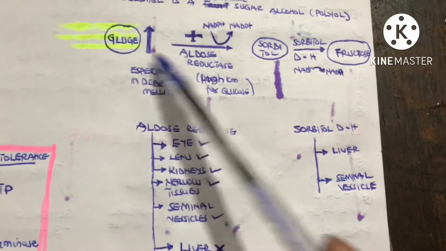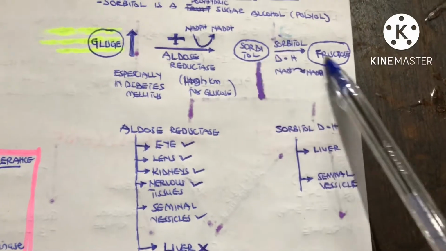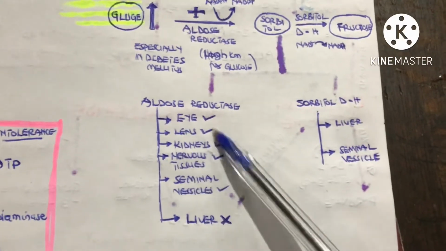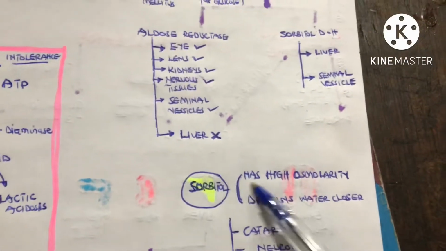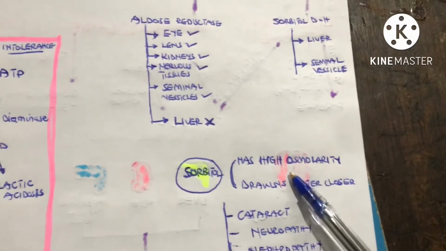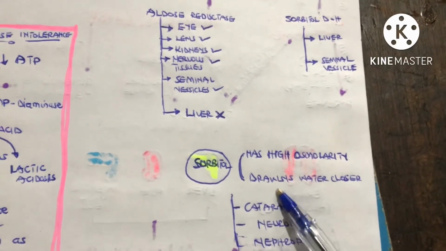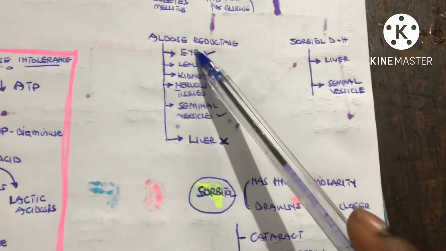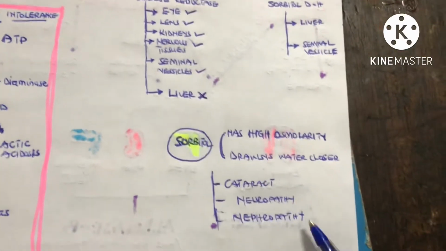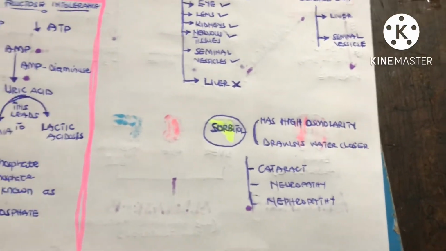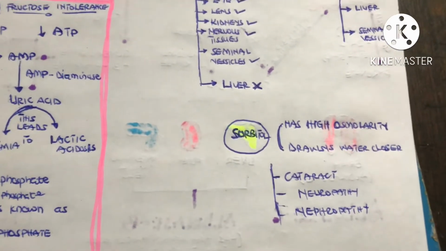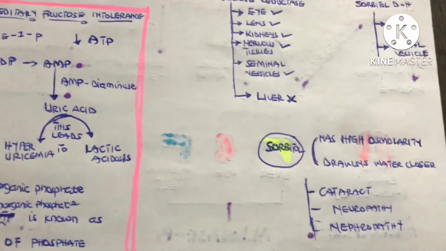So after the conversion of glucose to sorbitol, the sorbitol cannot be oxidized to fructose. So this sorbitol will be accumulated in these organs. And one thing about sorbitol is that it has a high osmolarity, meaning that it draws water closer to itself. Because of that, sorbitol accumulation can lead to cataracts in the eyes. In the nervous tissues, it can lead to neuropathy. In the kidney, it can lead to nephropathy. So some people say that the pathological changes in diabetes mellitus are a result of this sorbitol pathway. So guys, that's the end.